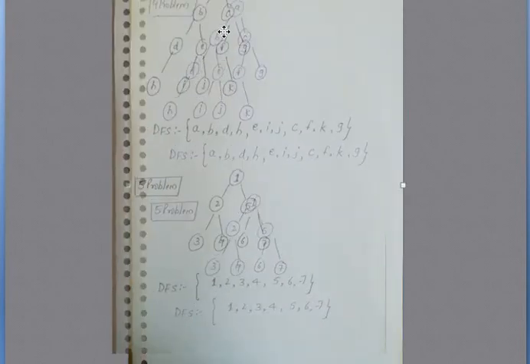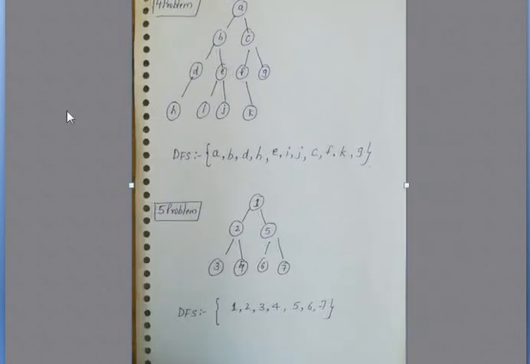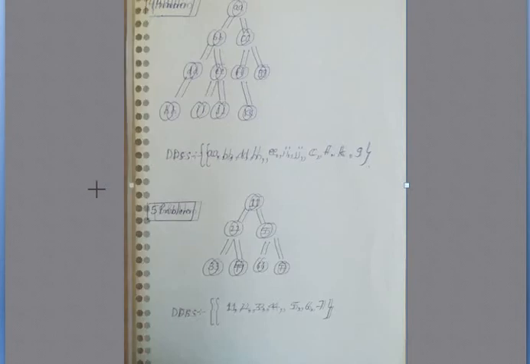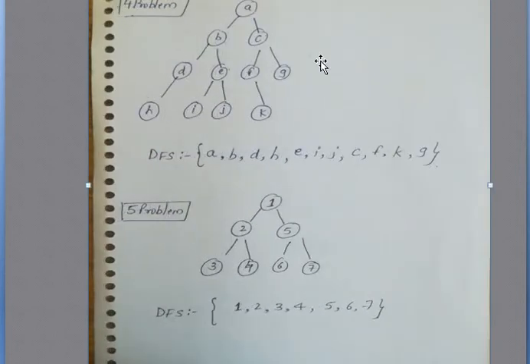If we consider this problem: A, B, D, H, E, I, J, C, F, then the lower left child, K, and after that we come back to the root and then G. For this tree: 1, 2, 3, 4, then backtrack; we are looking for the depth, and the right subtree, that is 5, 6, 7.